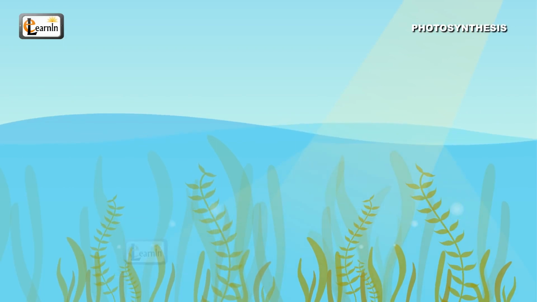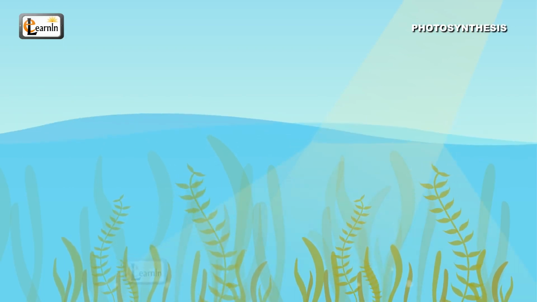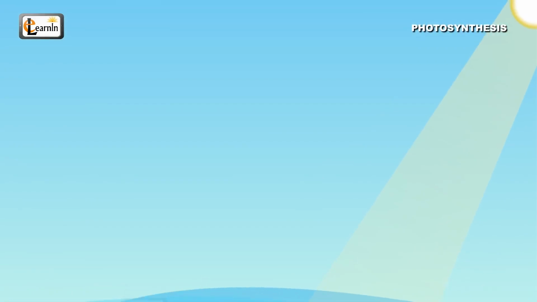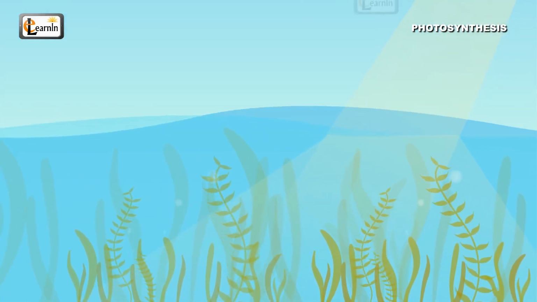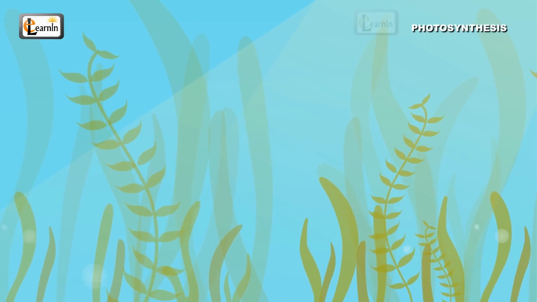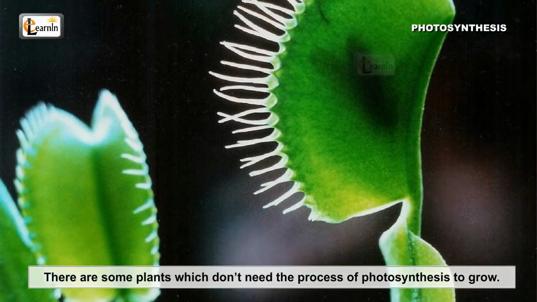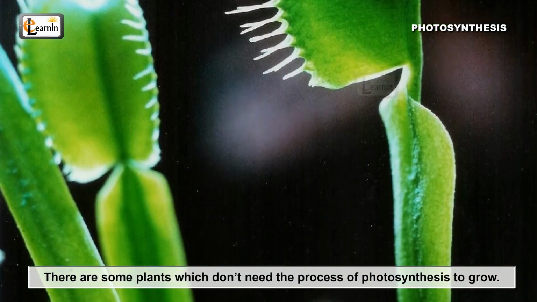Underwater photosynthesis takes place at a slower pace than the normal photosynthesis. This is because energy from the sun is absorbed by the water layers and only some amount of energy actually reaches the plant. There are some plants which don't need the process of photosynthesis to grow.